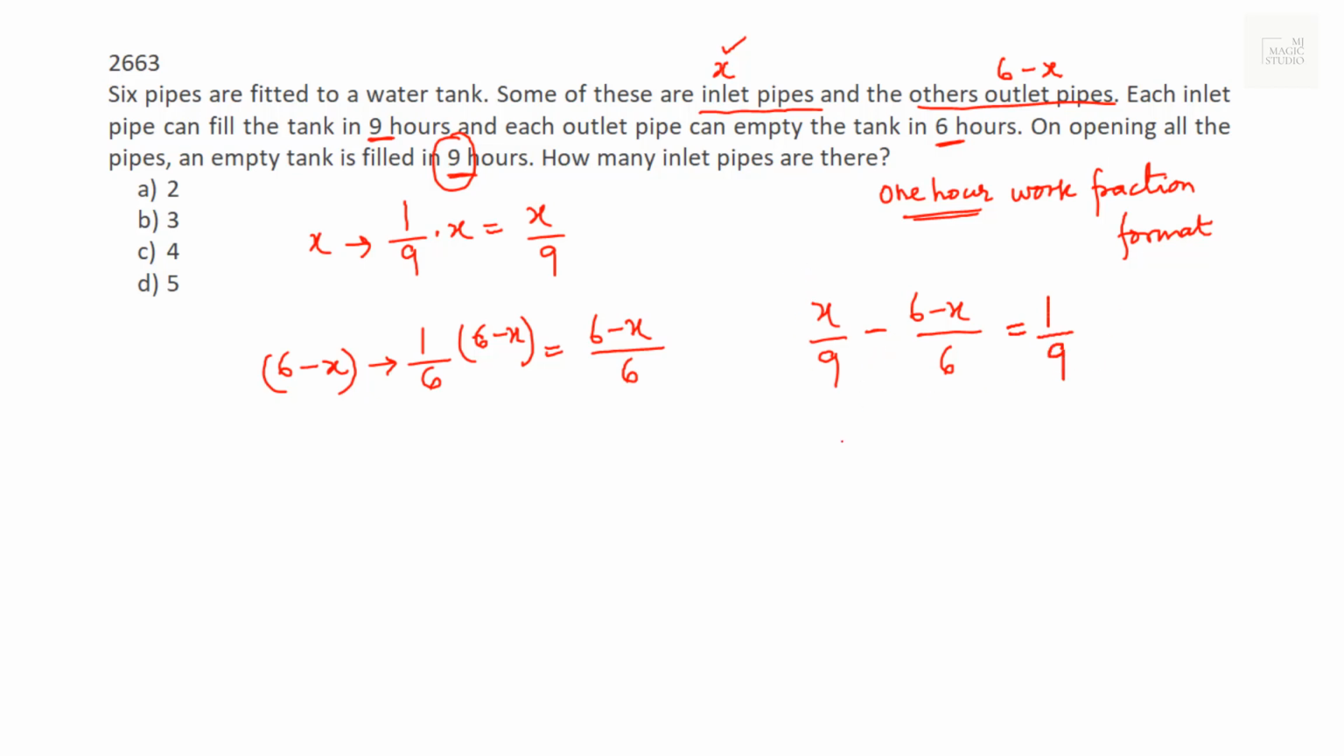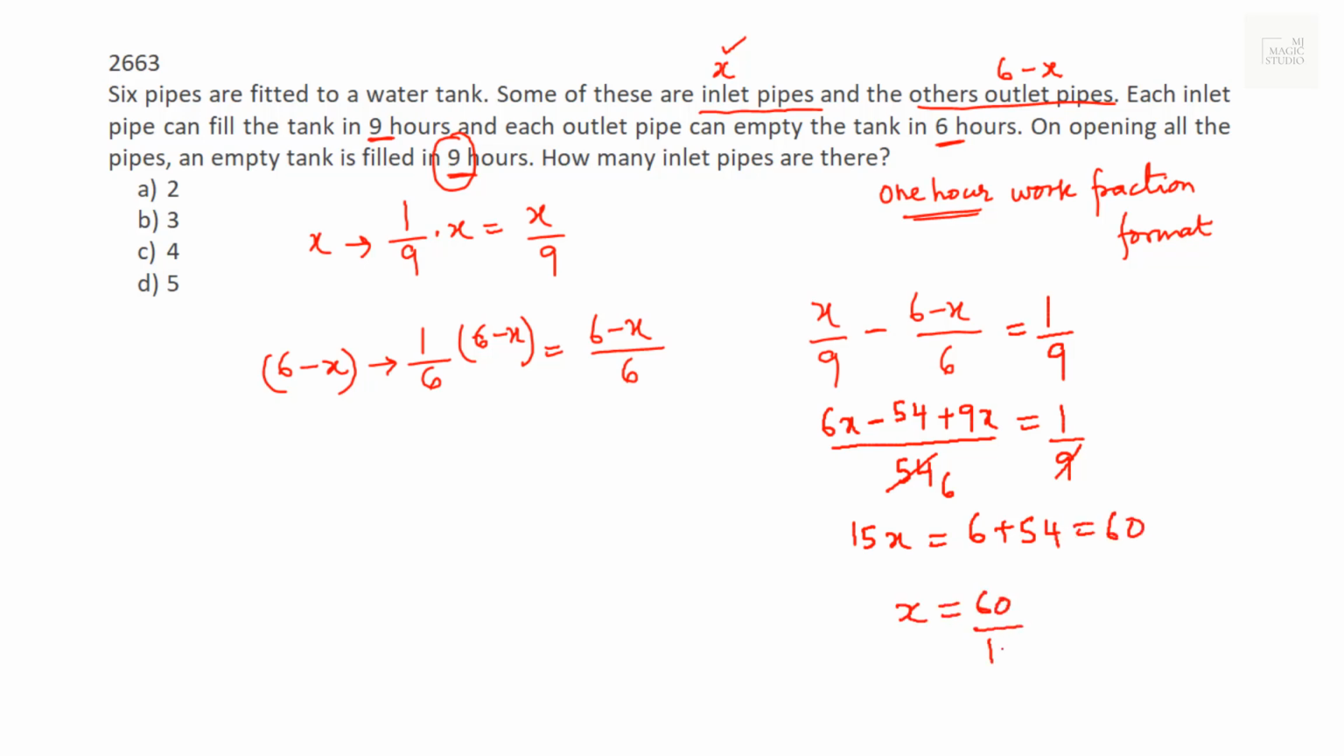We are using the 1 hour format, and here we can easily solve it. The LCM of 9 and 6 may be 54. If I take 6x minus 9 into (6 minus x)... 6x minus 9 into 6 is 54, plus 9x equals 1 by 9, into 54, that is 6. 15x is equal to 6 plus 54, that is 60. Therefore x is 60 by 15, that is 4. What is the question? How many inlet pipes are there? X is the number of inlet pipes, which is 4, and that's given in option C.